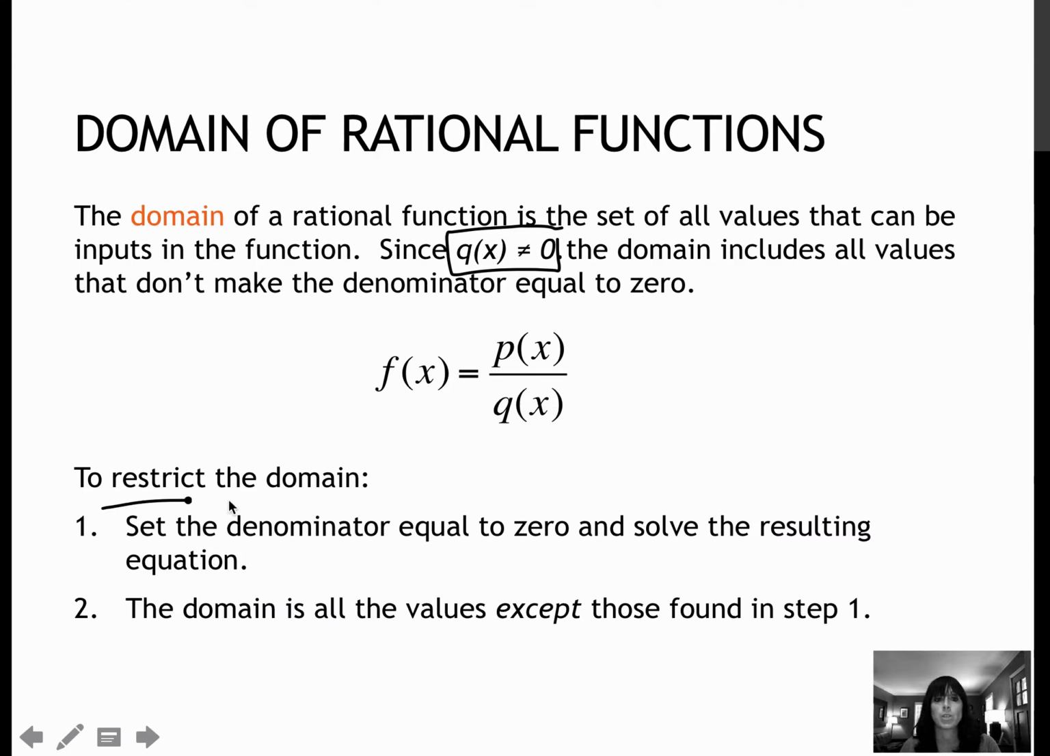To restrict the domain, the easiest thing to do is to set the denominator equal to 0 and solve for the resulting equation, and then that's going to be the value that you can't use. So the domain is every value except those that we find in step 1. So let's take a look.